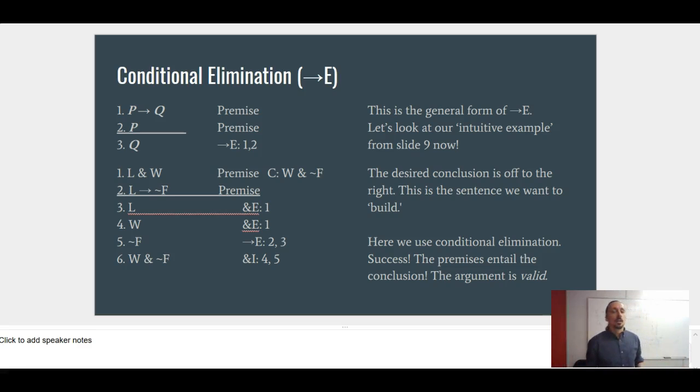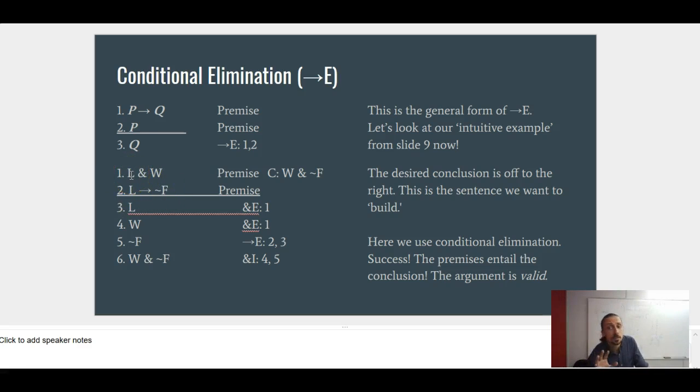All right, so if you have premises 1 and 2 here, L and W, and if L then not F, I just did this on the board, but it's going to look like this. I'm going to go conjunction elimination, so I've eliminated the and on line 1, and I've gotten L. Then I got W through the same process. Then I get not F. Whoa, how did I get not F? Conditional elimination. Why? I have if L, then not F, and I have L from here.